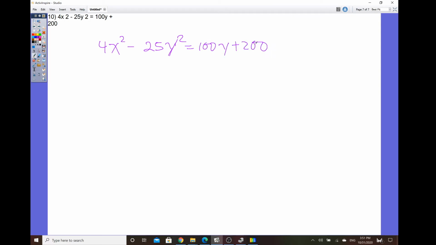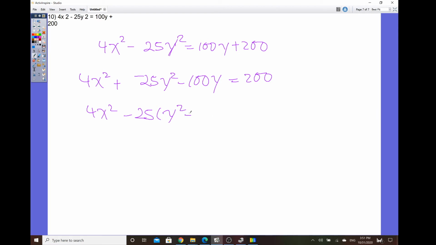So before you complete the square, you want to regroup them. You want to isolate the constant. So it's 4x squared plus negative 25y squared minus 100y equals 200. It looks like the 4x squared group doesn't need completing the square, because it's only x squared, 4x squared itself. For the y group, we want to take out negative 25. So we have y squared plus 4y plus blank, and that equals 200 plus blank.